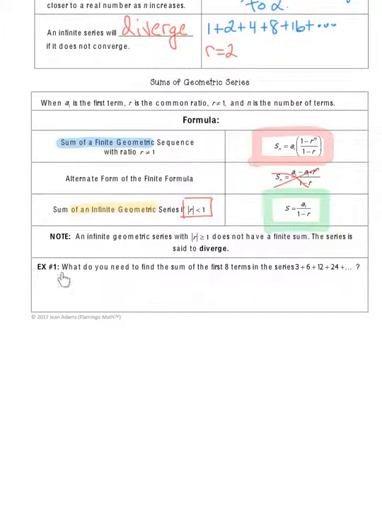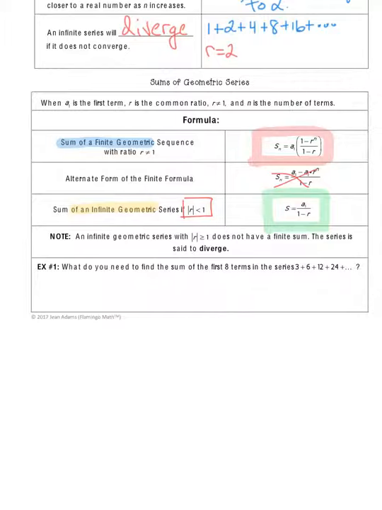So look at example 1. What do you need to find the sum of the first 8 terms in this series? Now you have the first 4. You could use recursion and find the next 4 and just add them together, or you could go ahead and use this formula right here. We would use this one up here because we have 8 terms. It's a finite sequence. Even though you're looking at it here and it's infinite, we're only adding the first 8 terms.